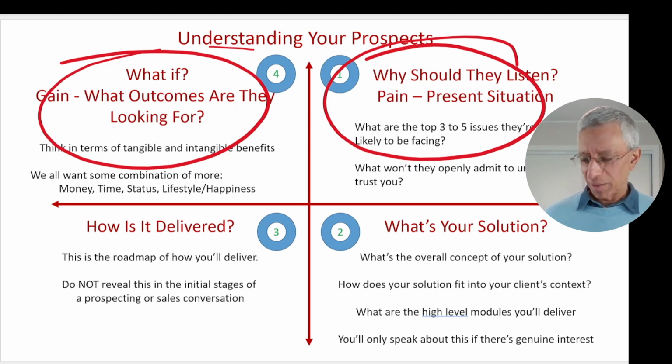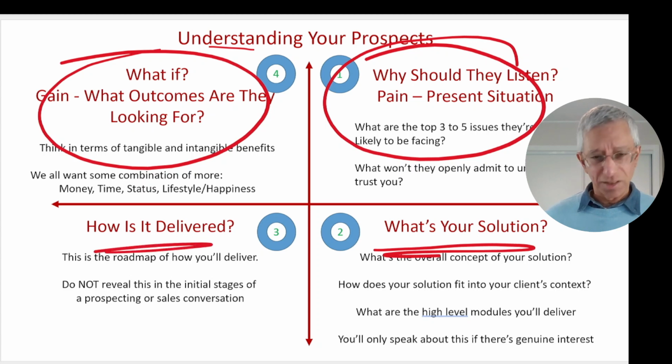And yes, at some point, people will want to know what your solution is and how it is delivered, but not in the beginning. So this is a really critical point, because everybody is asking, why now? What's in it for me? What's in it for now? And why should I be doing this? So you need to stay above the line, not below the line.